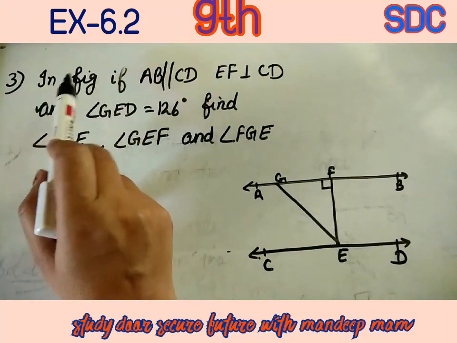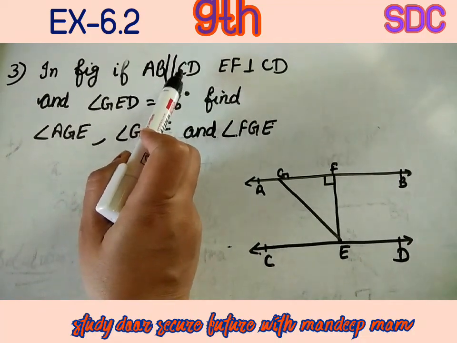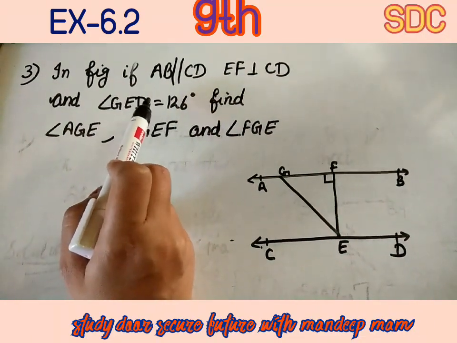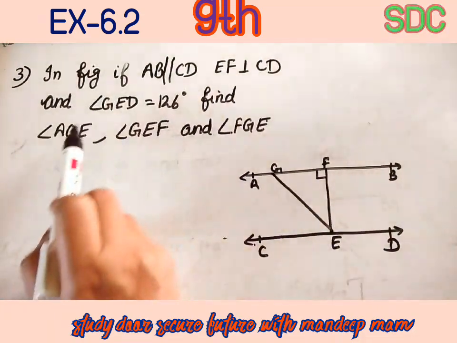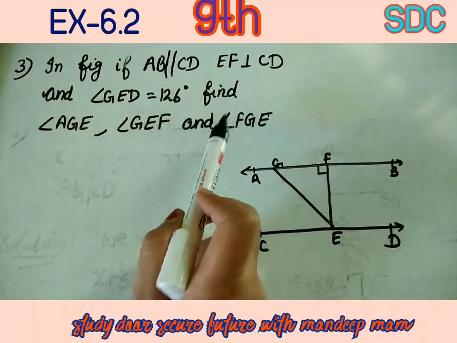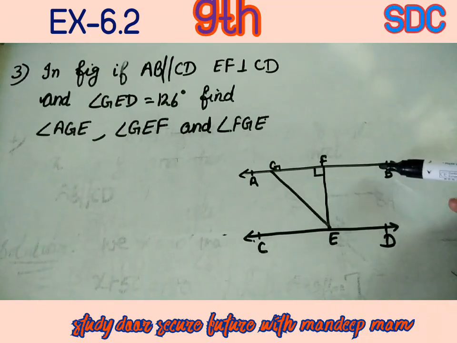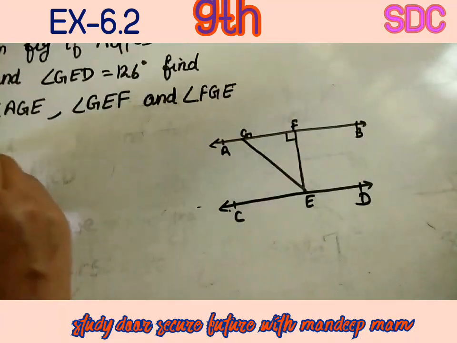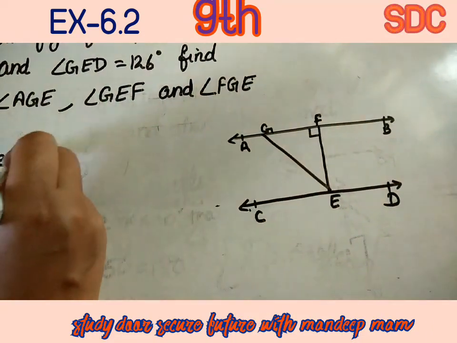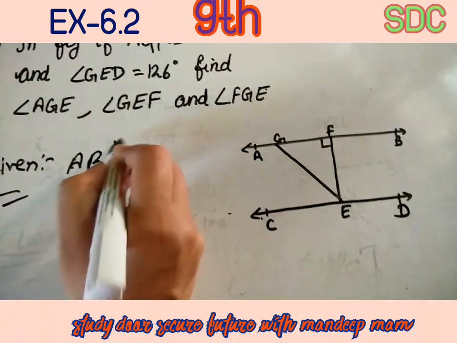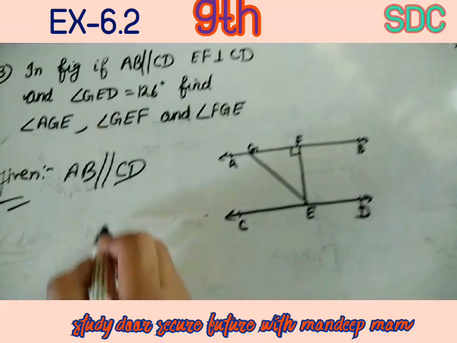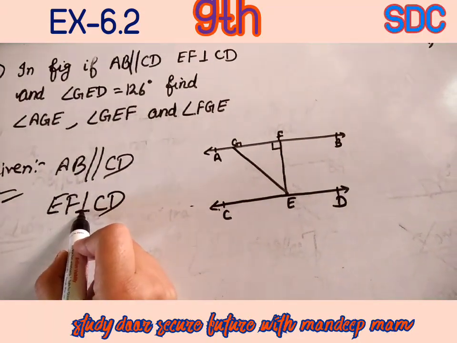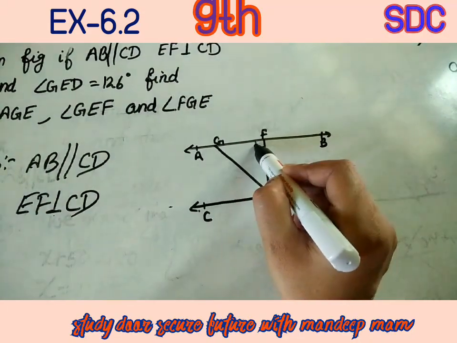Now in sum 3, in the figure, if AB is parallel to CD and EF is perpendicular to CD and angle GED is equal to 126 degrees, find angles AGE, GEF, FGE. First of all, we are given that two lines are parallel, AB and CD. What is given? AB is parallel to CD and EF is perpendicular to CD. This is the perpendicular sign. It means angle F is equal to 90 degrees.